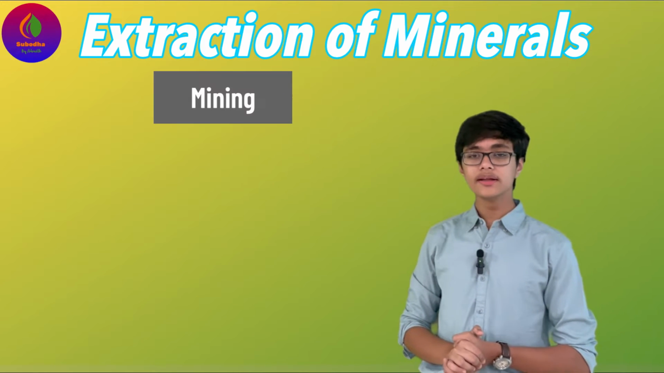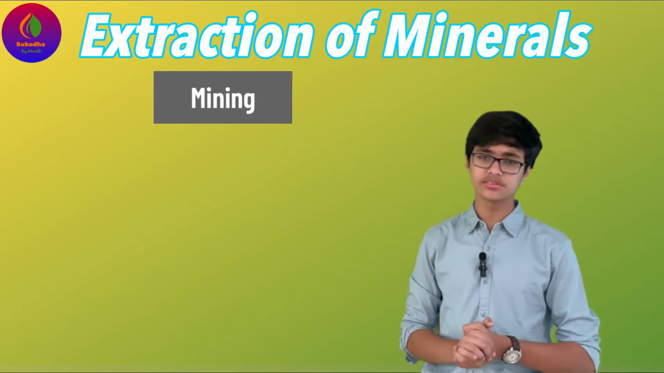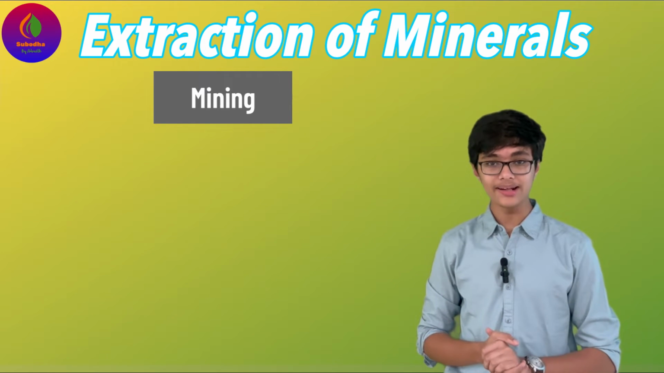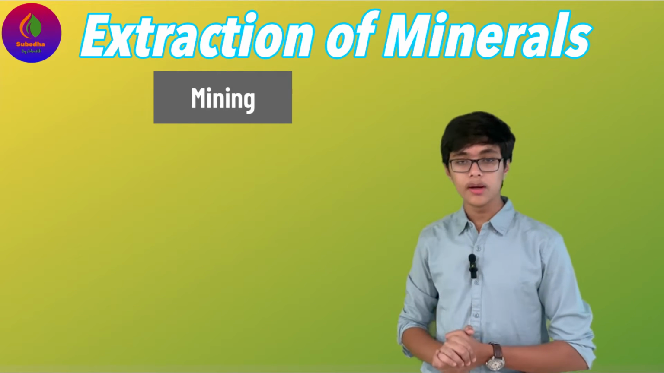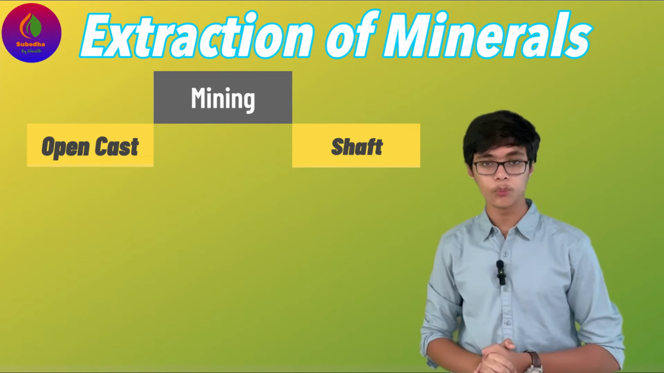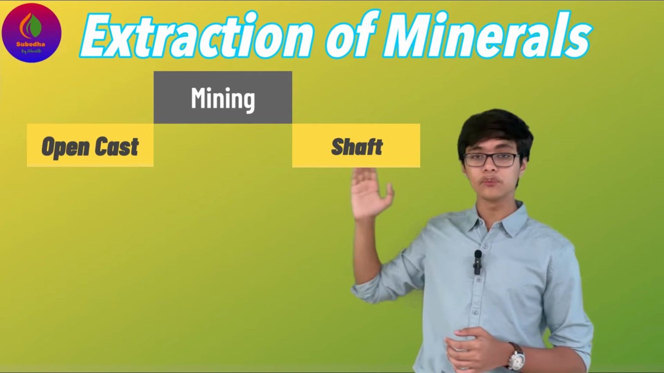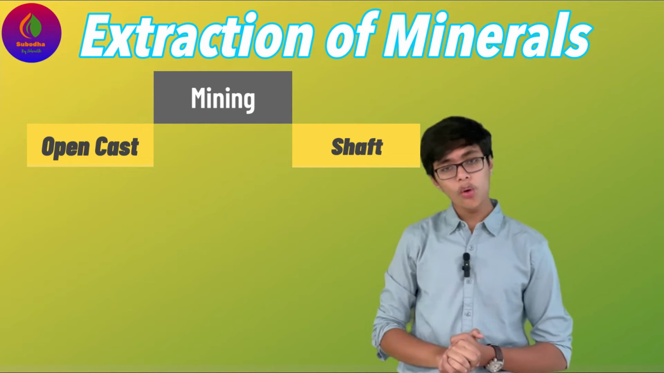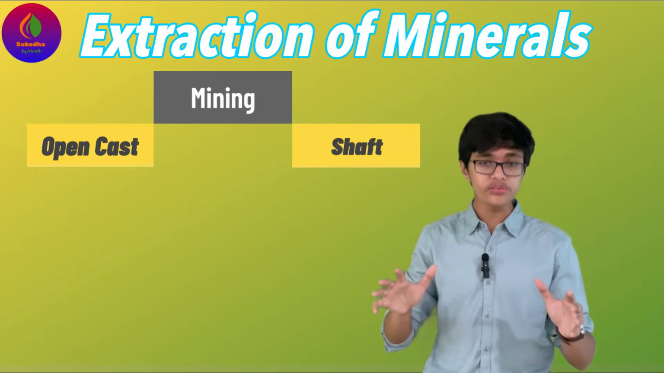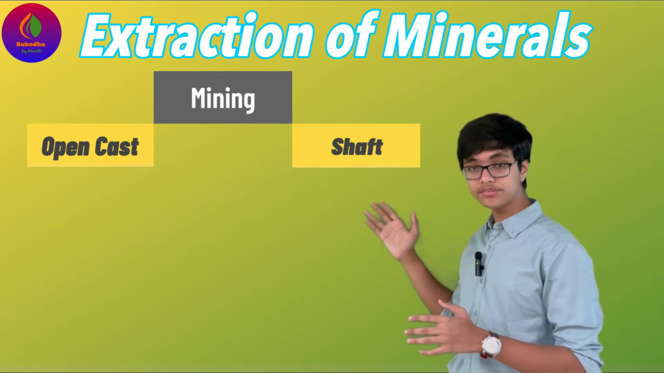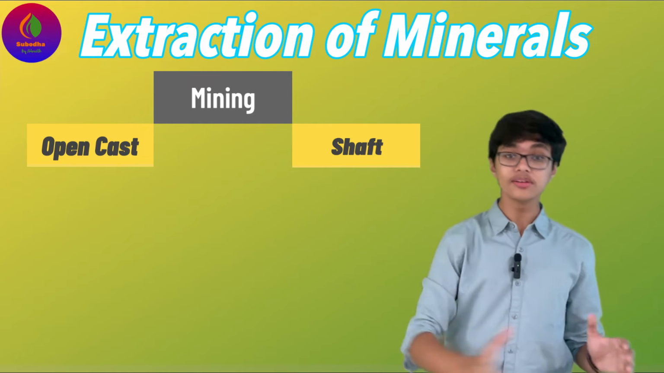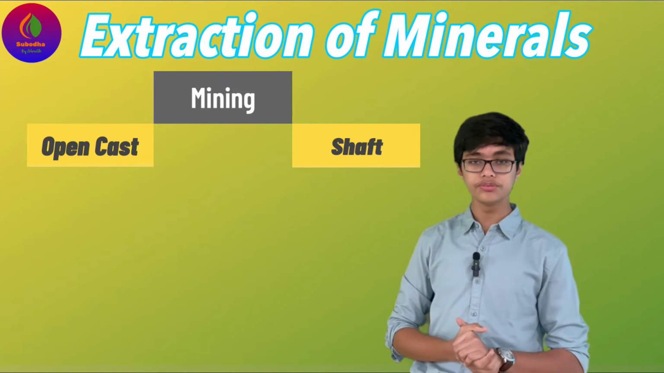And finally, the most important extraction of all, through which we receive our solid minerals, is mining. Now, mining can again be classified into two types. One is open cast and one is shaft mining. Open cast, as the name sounds, is done close to the surface of the earth. Whereas in shaft mining, shafts or deep underground tunnels are dug in order to remove minerals.